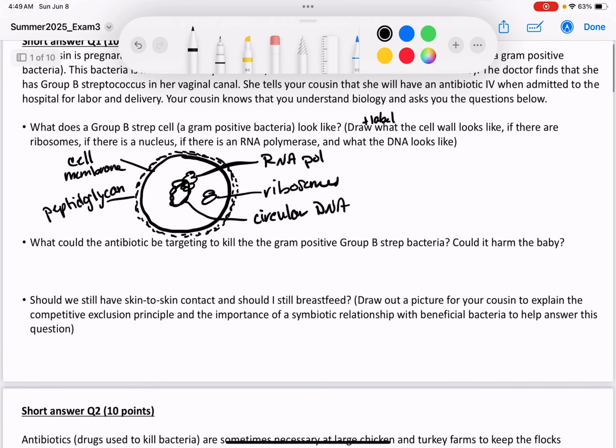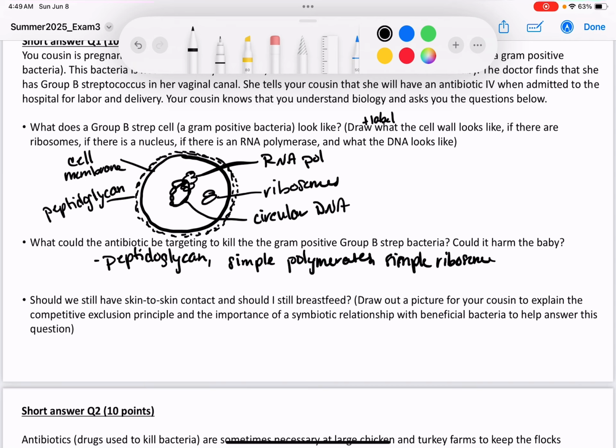Okay, what could the antibiotic be targeting to be able to target the strep B bacteria? It could be targeting the peptidoglycan. That's a big one, because that's only found in bacteria, right? It could be targeting simple polymerases, or those simple ribosomes too, right? So anything that isn't going to harm the baby. So it's not going to be harmful for the baby, right? So it won't harm the baby cells at all.